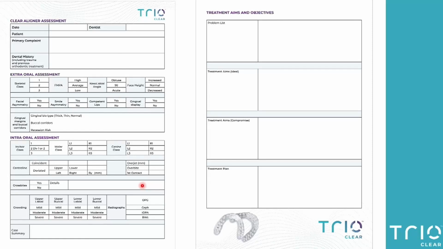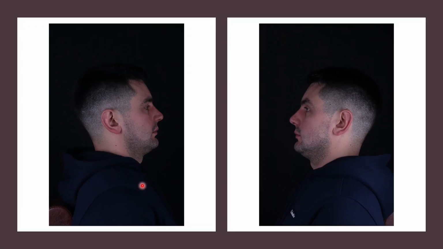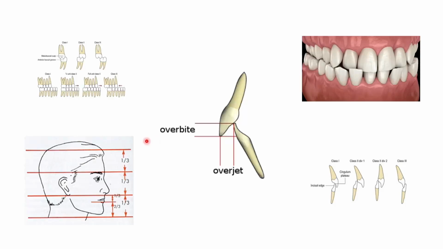So here we have the assessment form, and the first thing it's going to ask you to do is look at the skeletal class. To assess the skeletal class, you can either look at them or you can take a really nice photograph. This is the photograph that you need to assess the skeletal class. Ideally, this would be slightly chin down. And all we're looking for is just a visual of this area here.